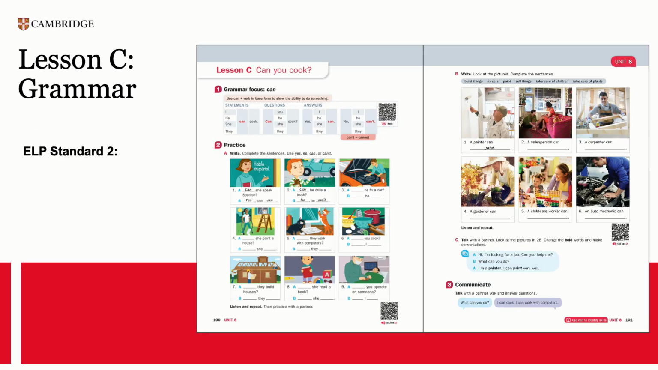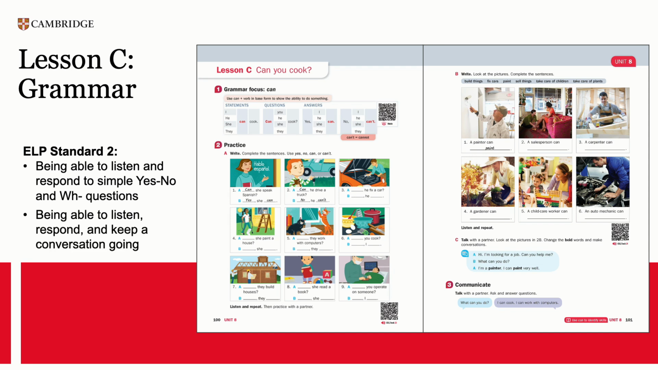Now let's look at Lesson C. Lessons B and C in Ventures are the grammar lessons. Here is Lesson C. We can see again that the activities perfectly align with the ELP listening standards. ELP Standard 2 is covered here. ELP Standard 2 requires students to be able to exchange information and ideas in various social and academic contexts. For beginning level students, this means being able to listen and respond to simple yes, no, and WH questions, and being able to listen, respond, and keep a conversation going.